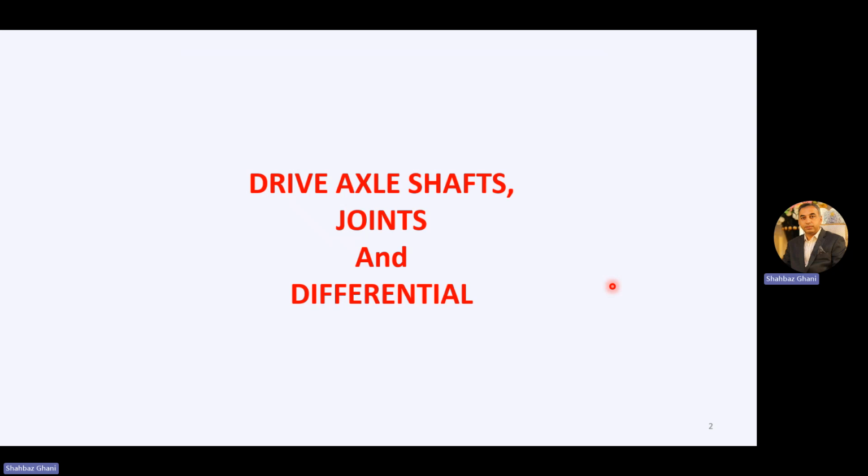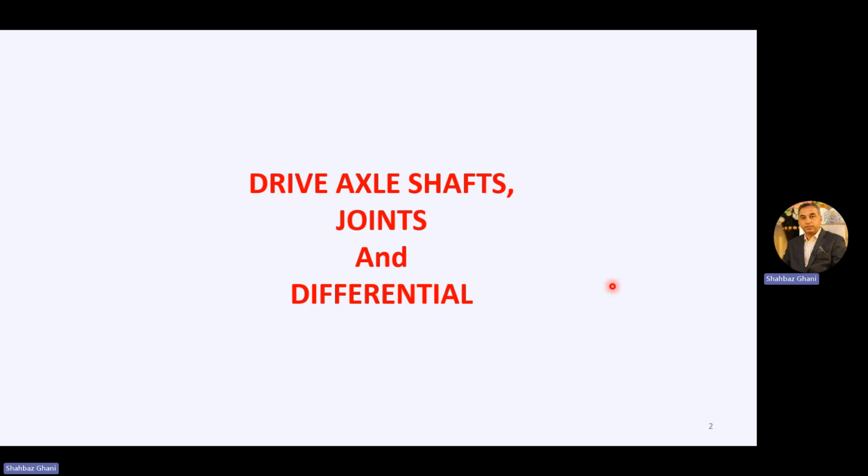So we require some fluid, that is the transmission oil, which we use in the transmission for the lubrication of the mechanical parts, the gears, the shafts, the linkages, and to reduce the friction between the metal parts which are there. Now, coming towards today's lecture, that is drive axle shaft, joints and differential.